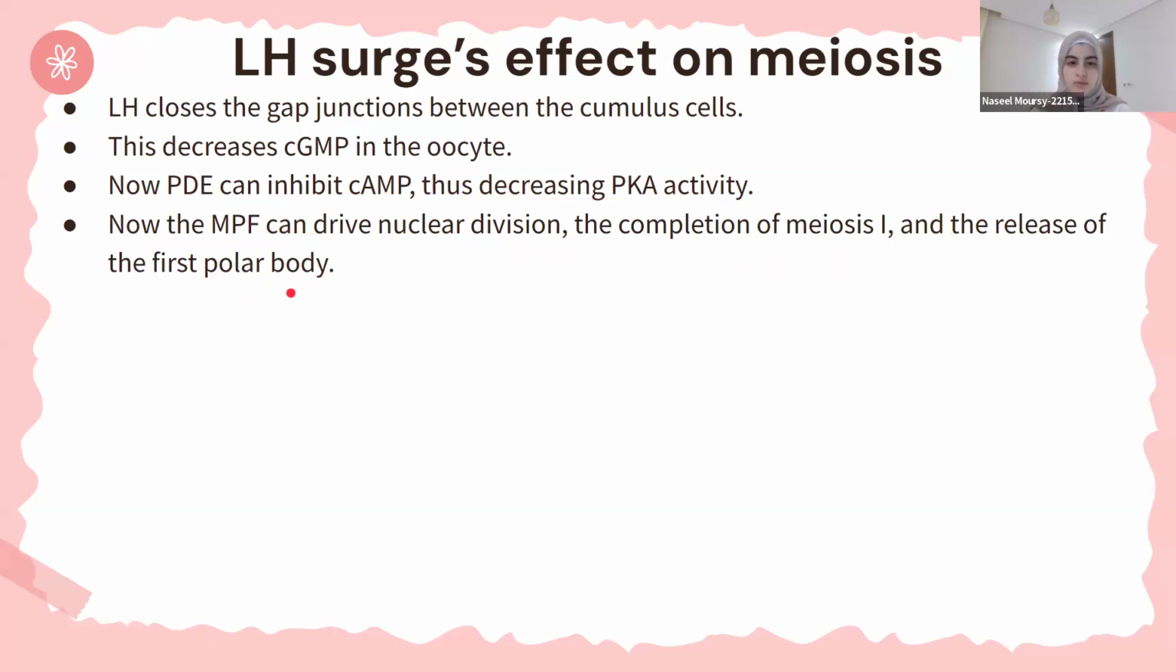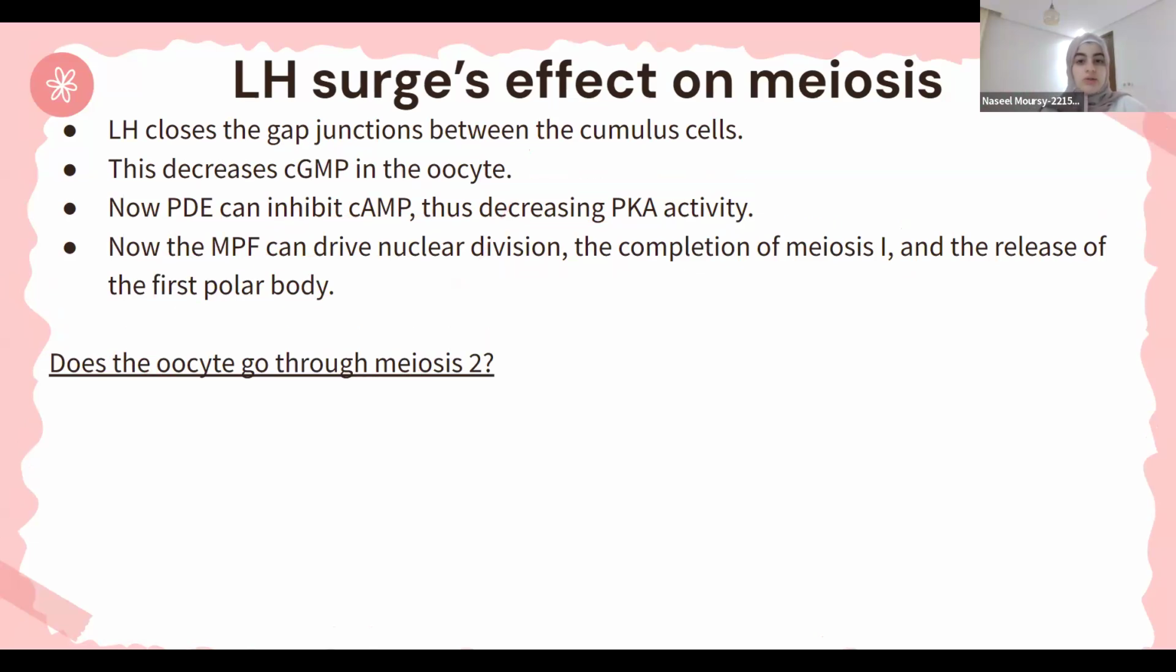Now, this polar body thing, like, females have two X's, okay? So one of them gets removed because you shouldn't have an extra X in the egg. Now, does the oocyte go through meiosis too? This is a question for you guys. So do you think that the oocyte continues meiosis too as well now? So with the LH surge, do you get the oocyte going through the entire meiotic process?